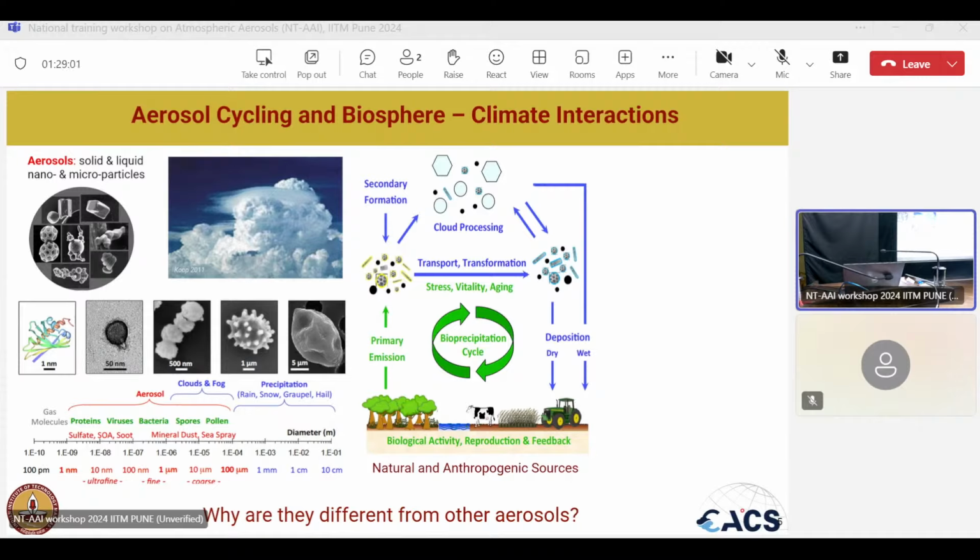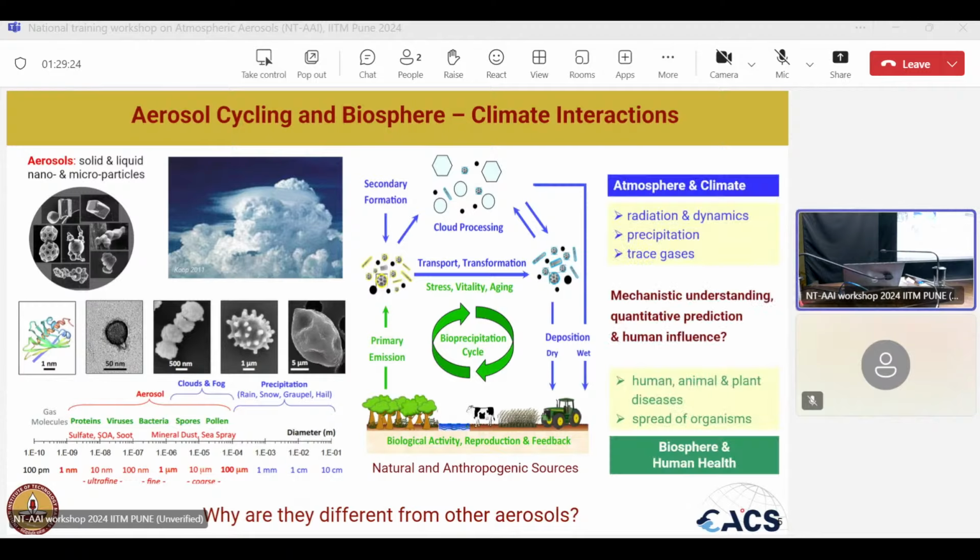This is true for bioaerosol too, except that the process through which they initiate cloud formation is slightly different from what other aerosols do. The ones that do not take part in cloud processing are washed out or deposited, which is called dry deposition. That is what we call the bioprecipitation cycle. They then affect the atmosphere and climate, and human, animal, and plant disease. That is how they affect the biosphere and human health, which together we call ecosystem health.